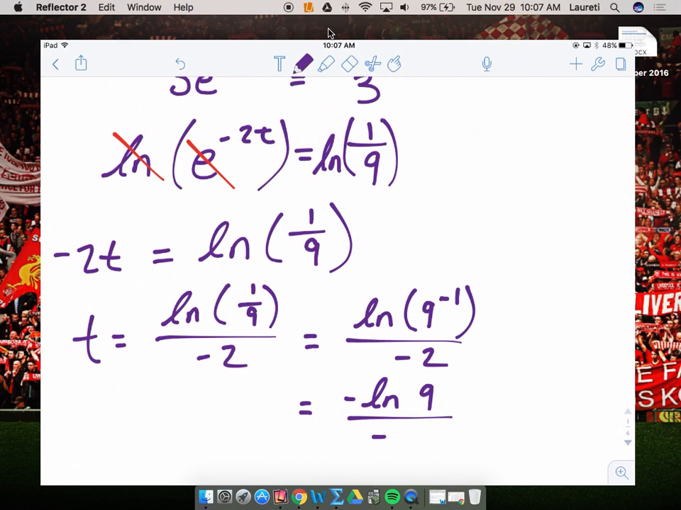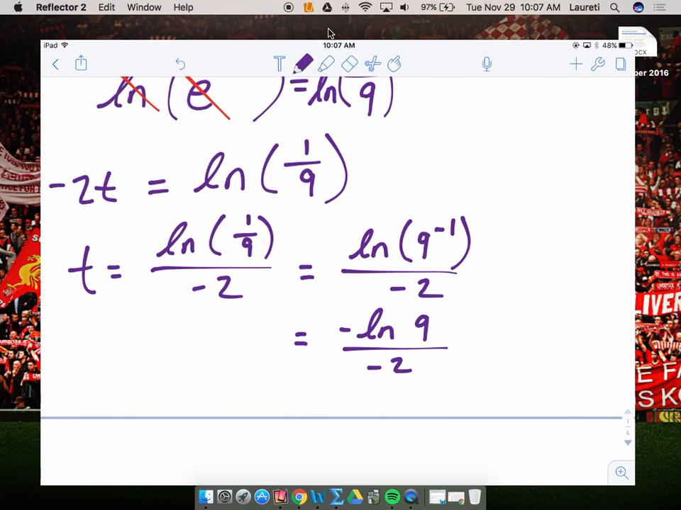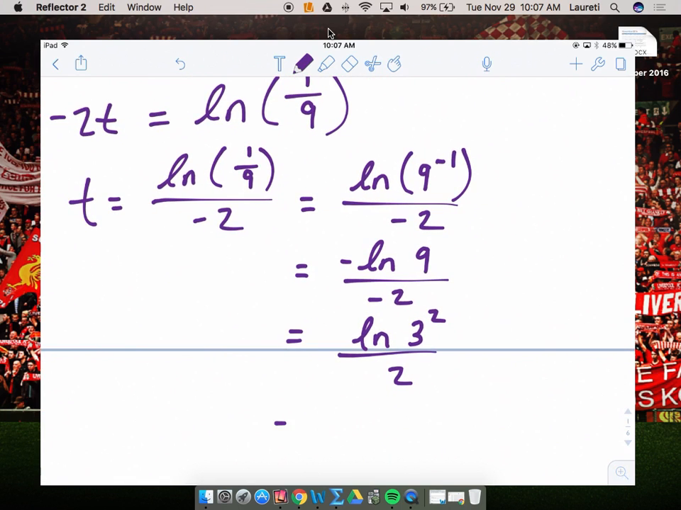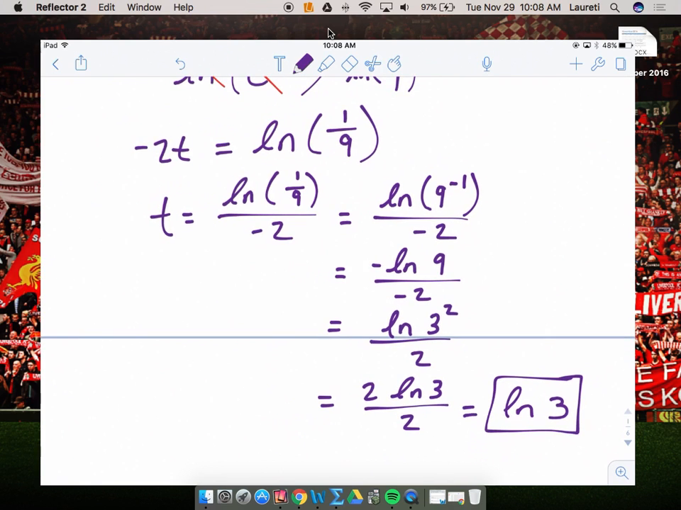Bring down the negative 1 over negative 2. Okay. Can you do anything else more with that? So the negatives will cancel out, right? How else can you write 9? 3 squared, right? So now you have ln of 3 squared over 2, right? You can bring down the 2 there. So the 2's cancel out, and you're just left with ln of 3.